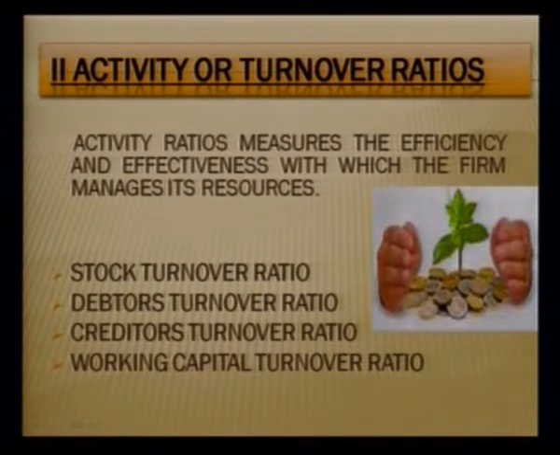Under this, the ratios that can be computed to analyze the activity or turnover of the firm are the stock turnover ratio, the debtors turnover ratio, the creditors turnover ratio and the working capital turnover ratio. As we have said, we are going to discuss all these 4 types of ratios. I would request you to please explain one by one. First of all, we are going to take the stock turnover ratio, its meaning, significance, formula and standard ratio.